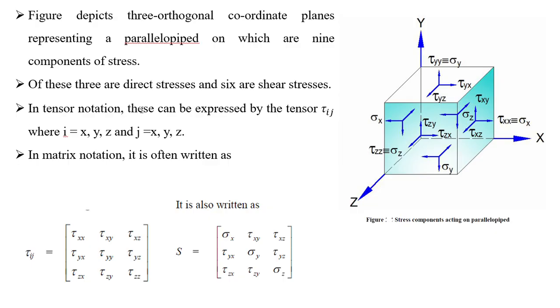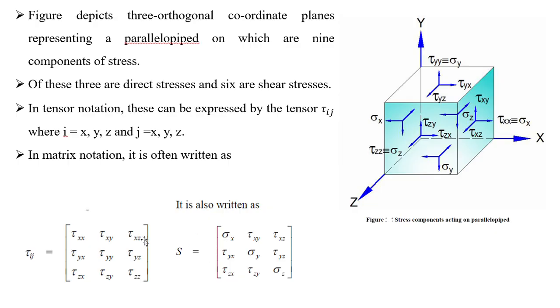In tensor notation we can indicate it like this. This can be expressed by the tensor tau ij, where i is x, y and z, and j is also x, y and z. In matrix form, this can be indicated like this: tau xx, tau xy, tau xz, and tau yx, tau yy, tau yz, and similarly tau zx, tau zy, and tau zz. These are the stress parameters. In terms of shear stress component, tau ij indicates the tensor component of the material.